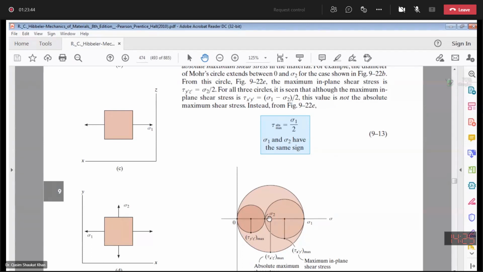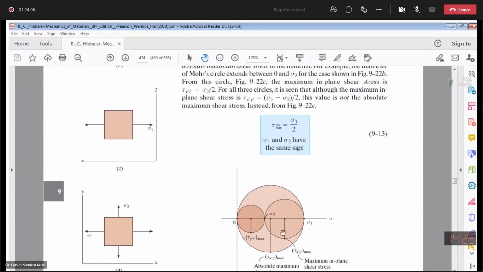Yes, sir. Okay. Now you have this third element, x, y. In x, you have sigma 1. In y, you have sigma 2. So when I represent this on the Mohr circle, I will get this Mohr circle. Sigma 1, the major principal stress, sigma 2, the minor principal stress.